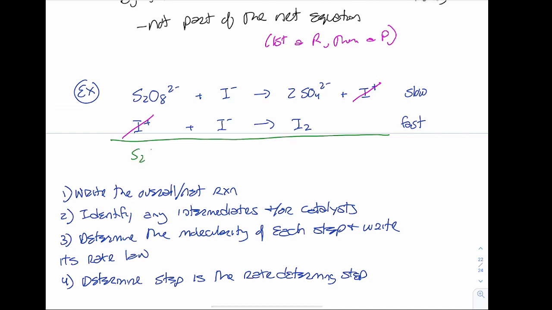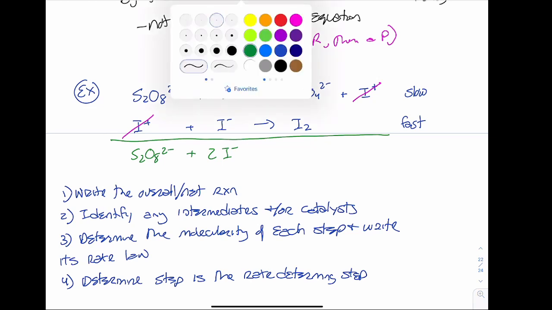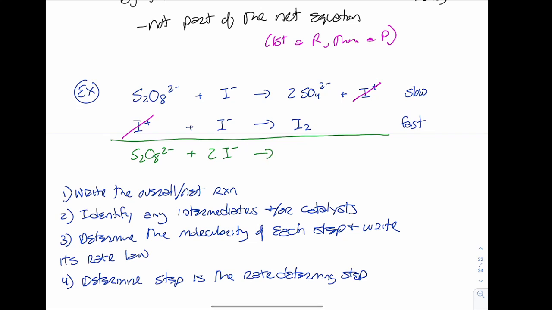I have S2O8 2-. I have 2 iodide ions, right? These guys get added together. That's going to 2 sulfate plus I2. So that would be my net equation. So that's my answer there.